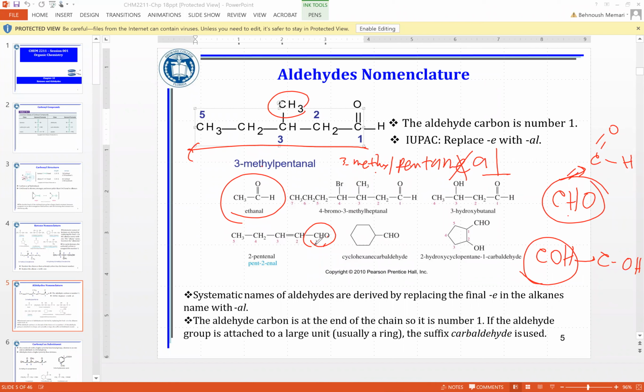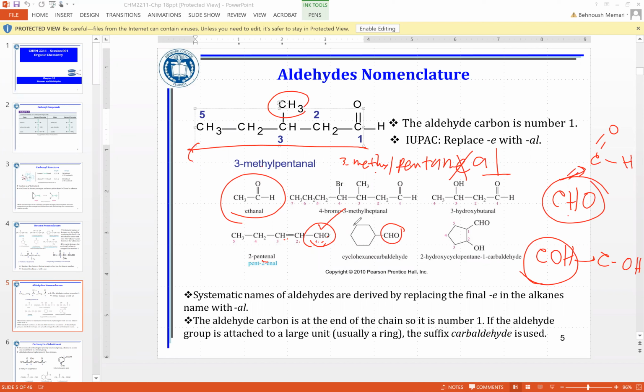So if this is an aldehyde, and then we have a carbon-carbon double bond, which doesn't take the priority, but you have to give the location to that. So it would be 2-pentenal. So dropping the E, adding AL, covers this part. And the EN instead of ANE is going to give you the carbon-carbon double bond. Just have to give the location.